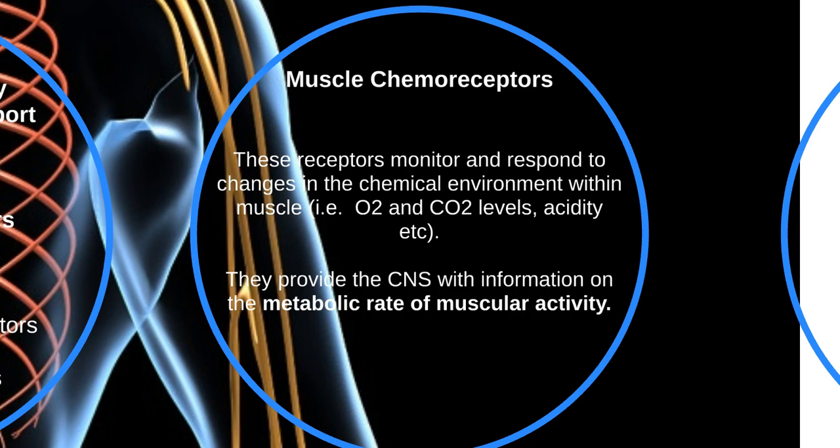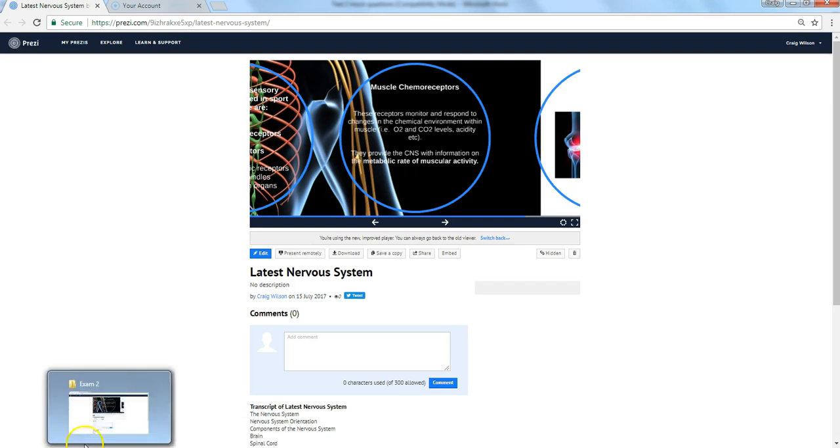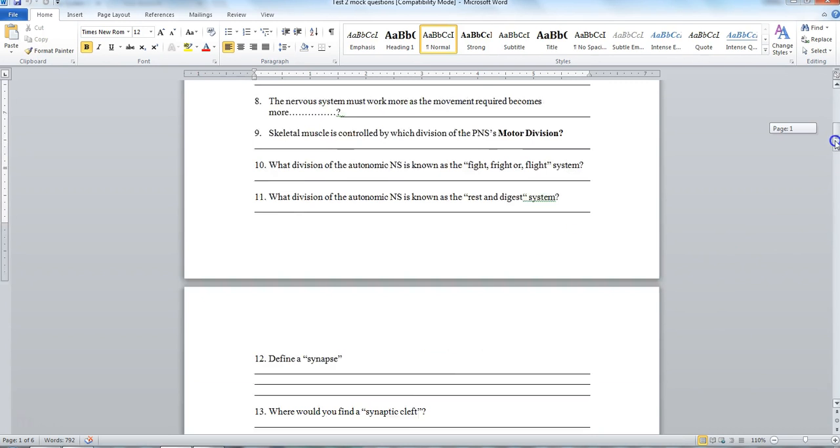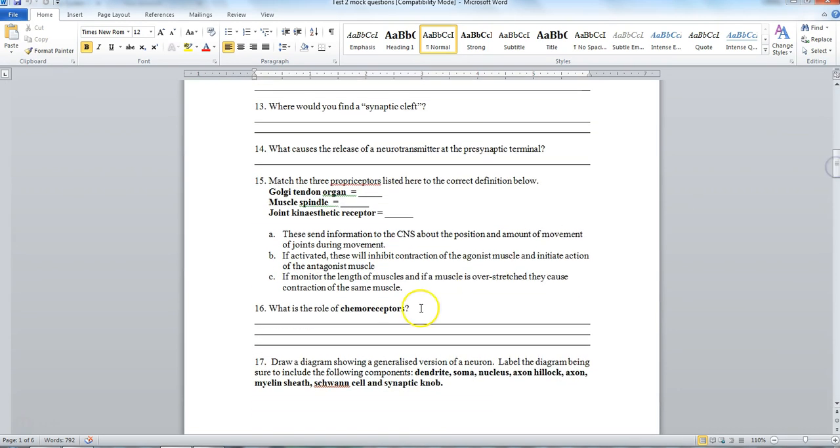What you need to write down in your mock question, however, is just a simple sentence. If we go down to these guys, you'll find them down here. Number 16, what's the role of chemoreceptors? They monitor the metabolic rate of muscle activity. I'll say it again. They monitor the metabolic rate of muscle activity.